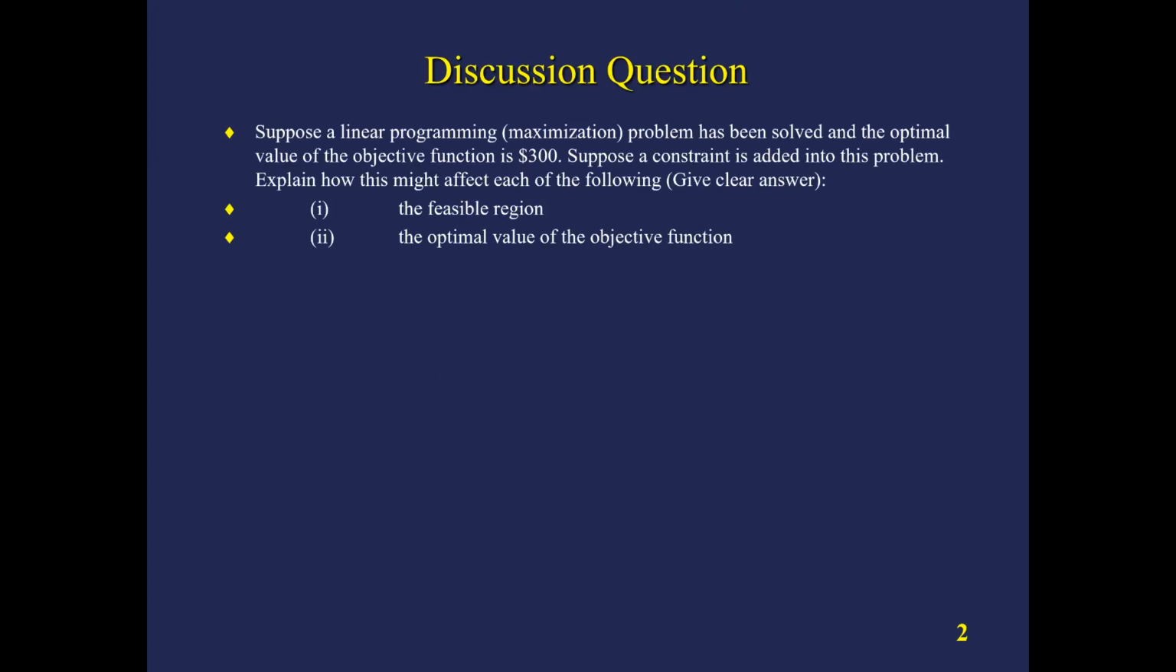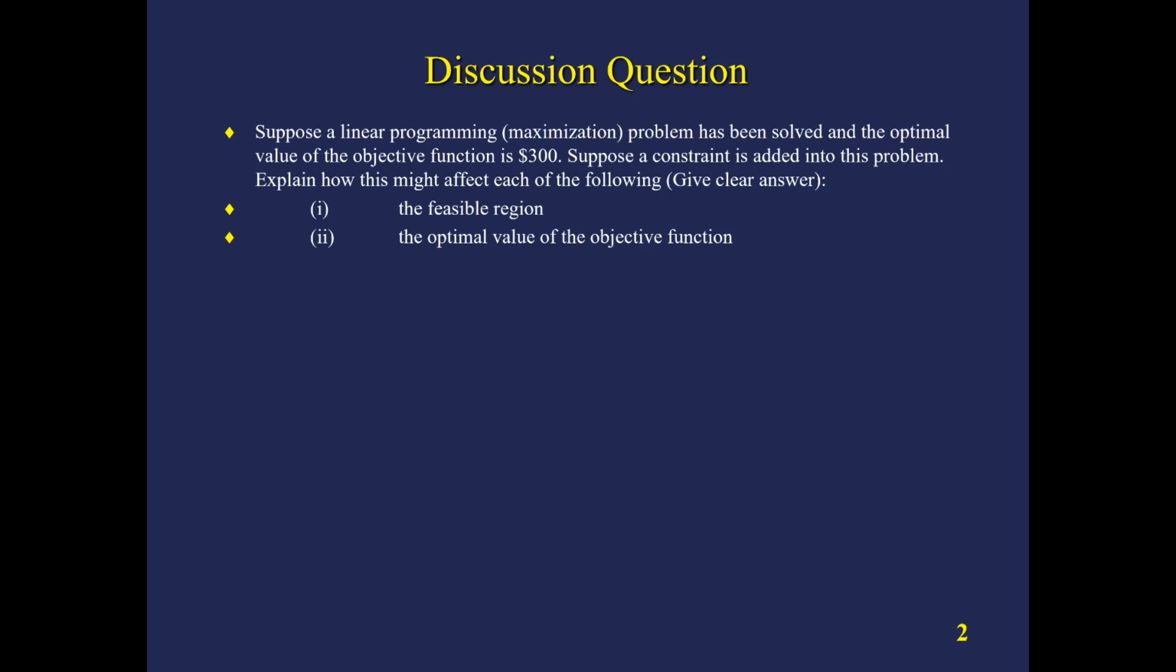Suppose a linear programming maximization problem has been solved and the optimal value of the objective function is $300. Suppose a constraint is added into this problem. Explain how this might affect each of the following: the feasible region and the optimal value of the objective function.